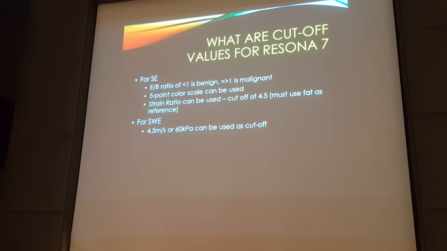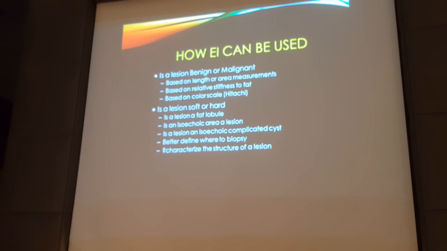We can use the 5-point color scale, and a score of 1, 2, or 3 is considered benign, 4 and 5 is considered malignant. And for strain ratio, using the fat cutoff, a ratio of about 4.5. And for shear wave, we use 4.5 meters per second or 60 kilopascals. We have not done a large number of patients, but the ones we've done have matched other systems. So I believe this is an adequate cutoff, and we're working on generating a large study to confirm that.